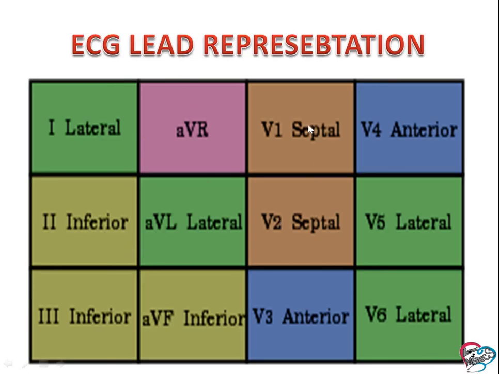V1, V2 represent the septal activity of the heart. V3 and V4 represent the anterior wall activity of the heart, and V5, V6 represent the lateral wall activity of the heart. These leads help to identify the location of a block, that is a coronary artery block.